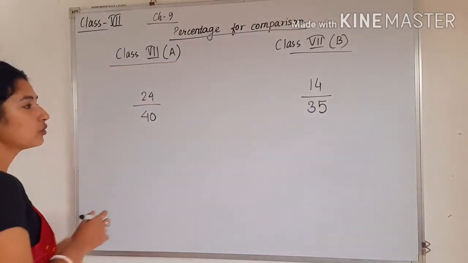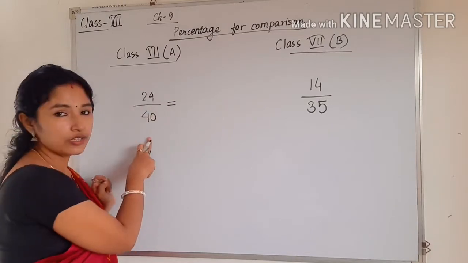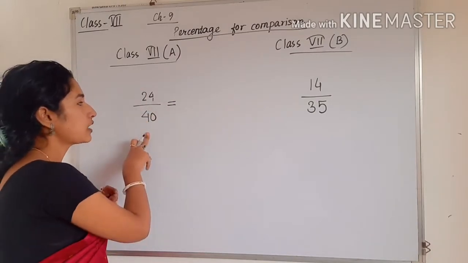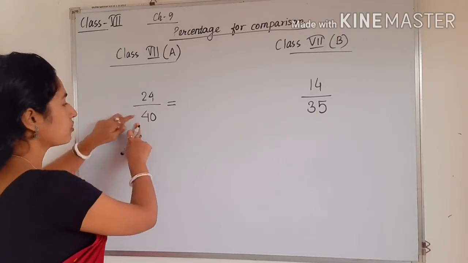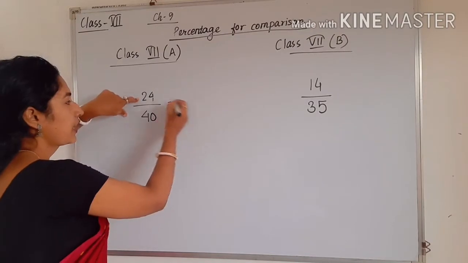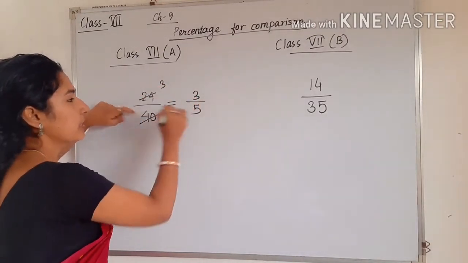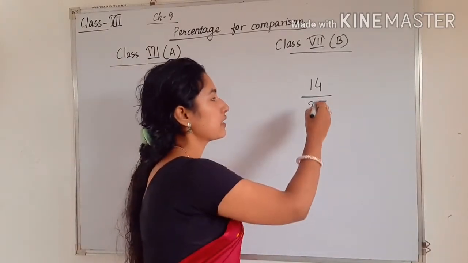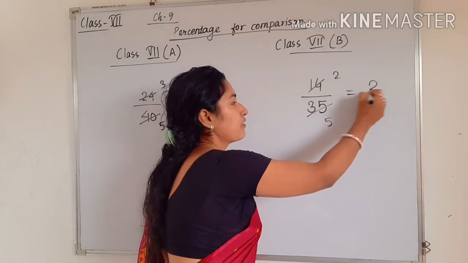First of all, you have to reduce this fraction. Okay, you have to reduce the fraction into lowest form. So we can use cancellation. So see, 8 is the highest common factor. So directly we can cancel using the multiplication table of 8. So 8 3s are 24, 8 5s are 40, that means 3 by 5. Okay. Similarly here also you can cancel it out. So 7 5s are 35, 7 2s are 14. So this is 2 by 5.